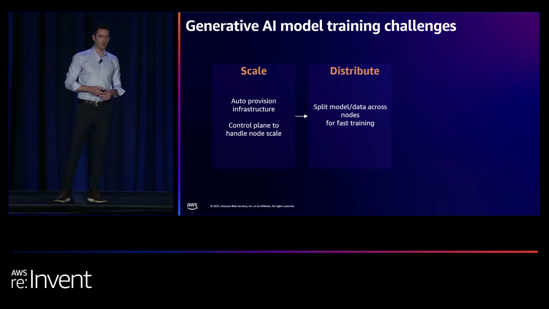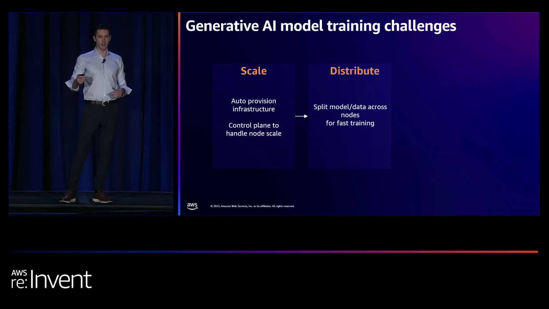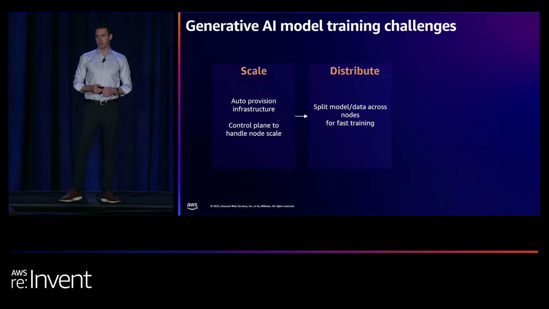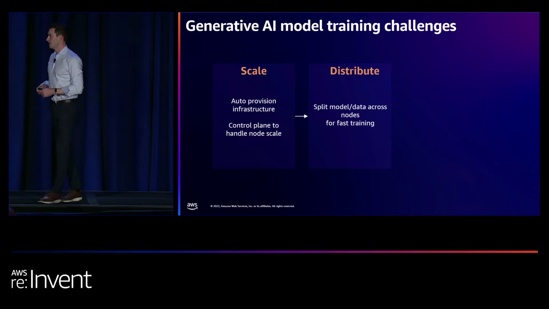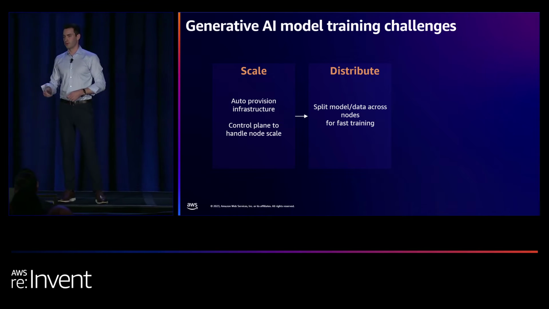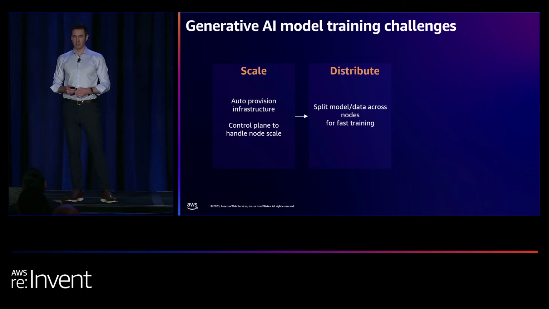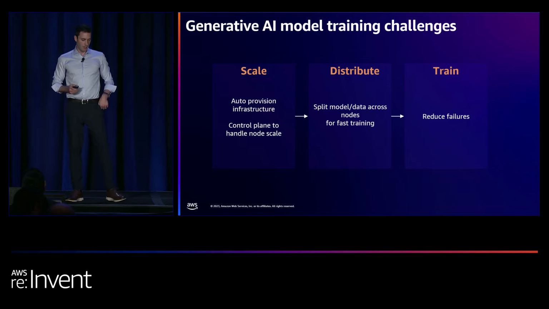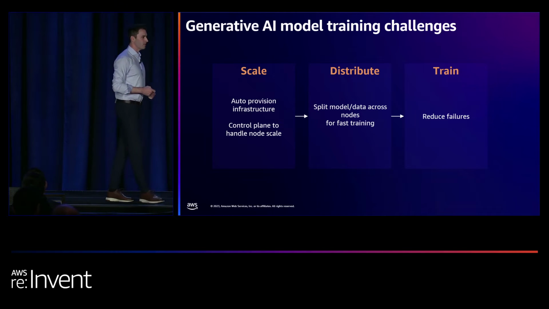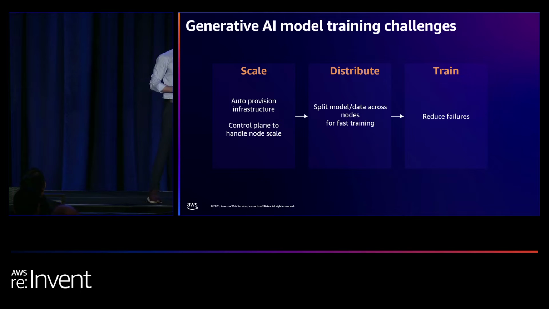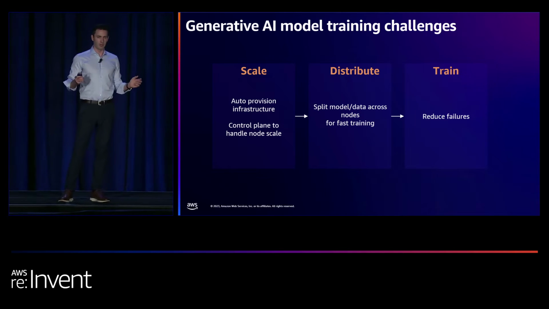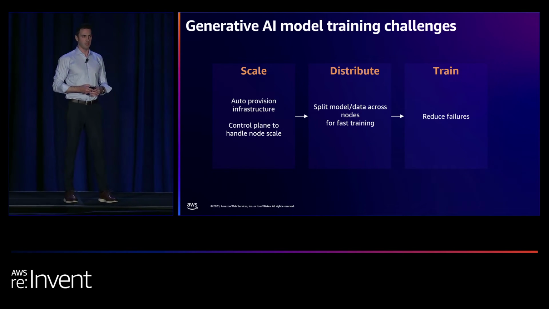Because of the scale, you're not going to fit the training job on a single node. Especially for foundational models, you might be running thousands of instances, and you need a way to efficiently split and distribute that data across a cluster. And then you want to reduce failures. Inevitably, when you're talking about thousands of GPU instances, hardware is going to fail. You want to be able to minimize the impact of that.